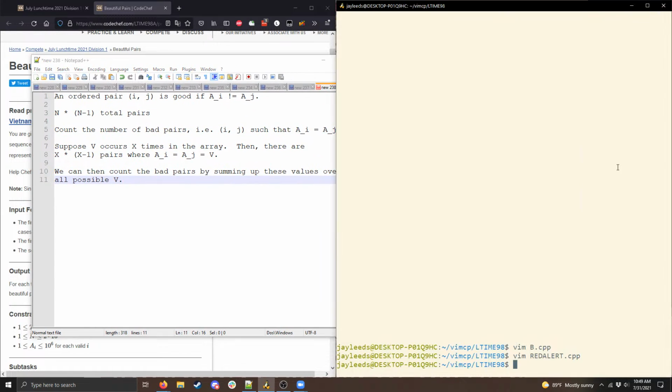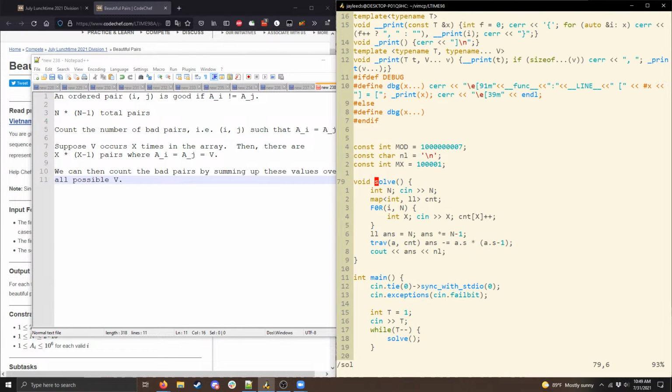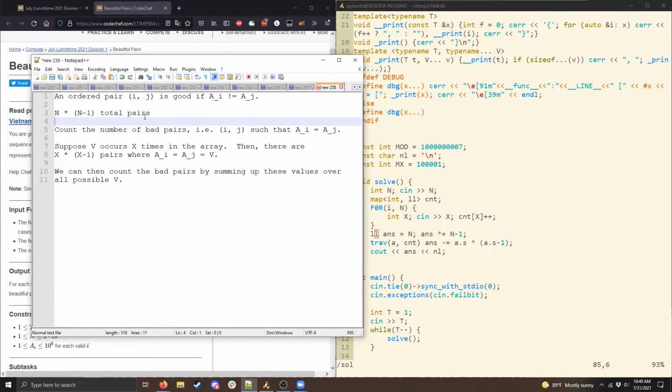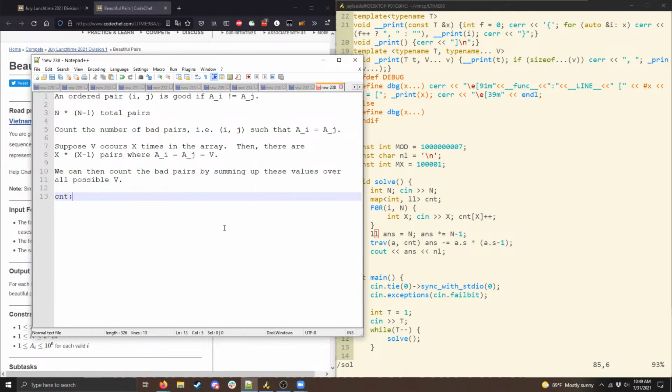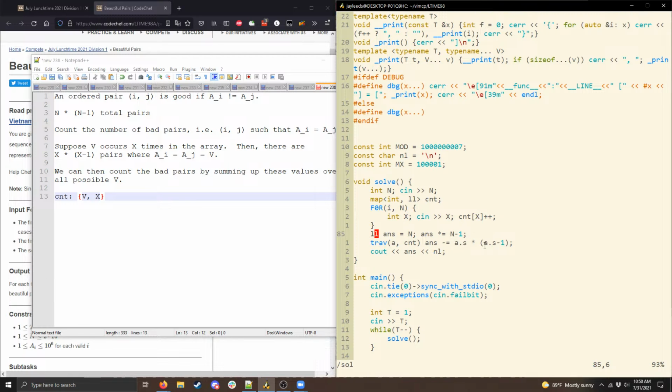Okay, so let me show you all how this is implemented. What I do is I just read an n, and then I just store the count of the numbers, or the number of times each value occurs. Initially the answer is n times (n minus 1), because that's how many total pairs there are, and then I subtract out the bad pairs by iterating over each value v. In some sense, this map cnt is storing pairs of the form v, x, and so I'm iterating over each of these pairs and subtracting out x times (x minus 1).